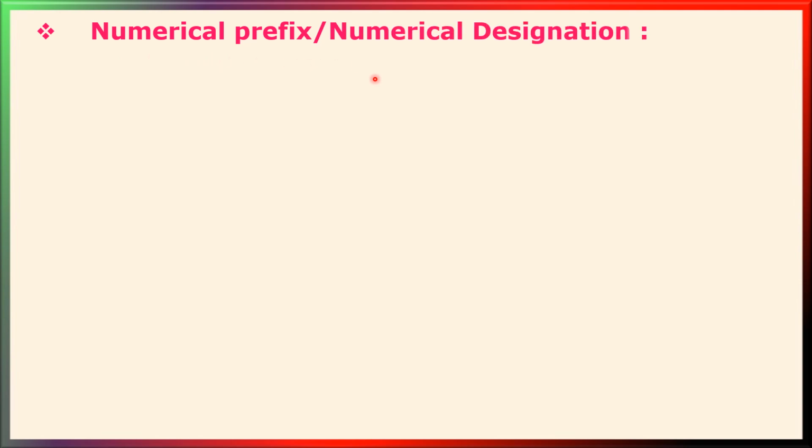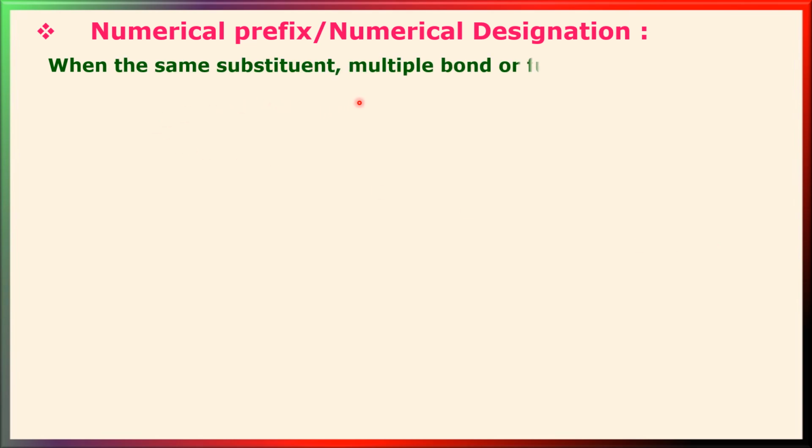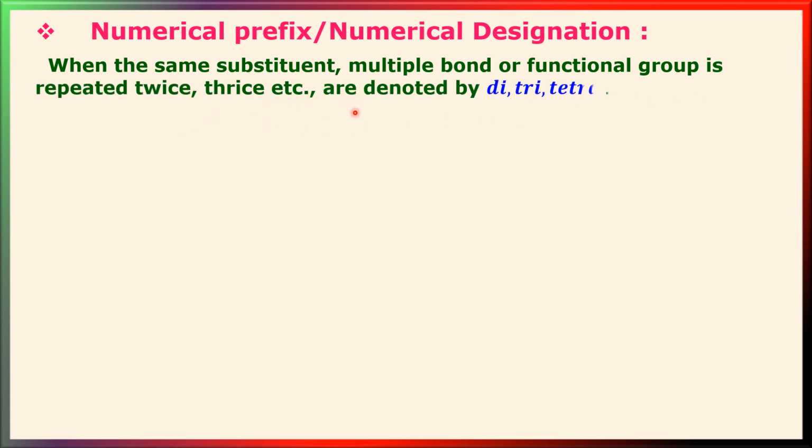The next one is numerical prefix or numerical designation. See here, when the same substituent, multiple bond or functional group is repeated twice, thrice, etc., are denoted by di, tri, tetra respectively. For example, you see here, here is a carbon compound, and in the longest chain there are 6 carbon atoms, so the root word is hex. So I will give numbers from left to right. All these rules will be explained later in the next coming video.